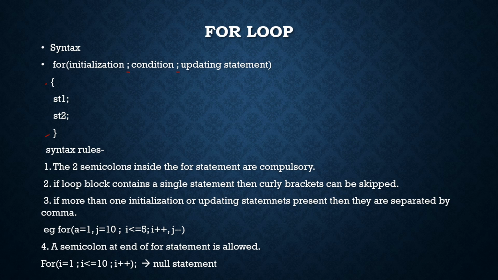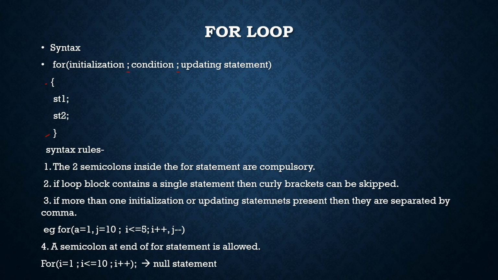Next, if more than one initialization or updating statement is present, then they are separated by commas. For example, if you have two variables i and j, you can write i equals 1, comma, j equals 10, and after that you give the semicolon. Similarly, if you have more than one updating statement, you can separate them using commas. And the next most important thing is you can give a semicolon at the end of the for statement. It is allowed.